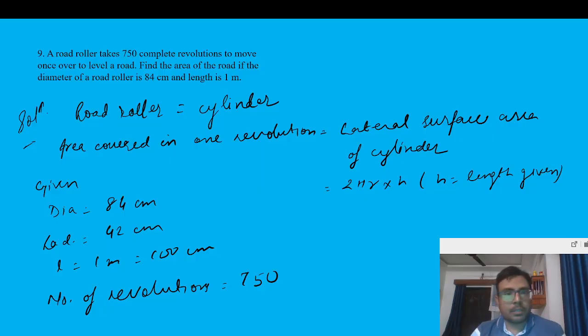Now next question number 9. I think this is the second last question. This is an important question. A road roller takes 750 complete revolutions to move once over to level a road. Okay, a road roller is like a cylinder in side view. It will roll, and how many times? 750 times it has rolled.